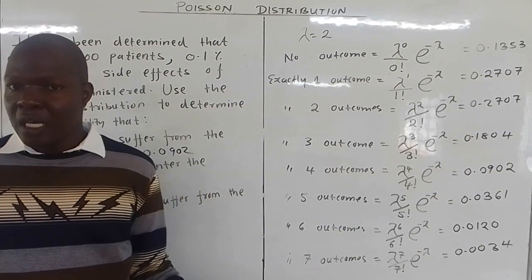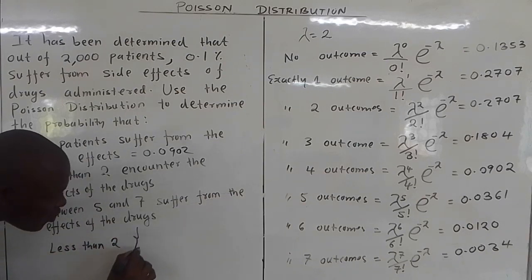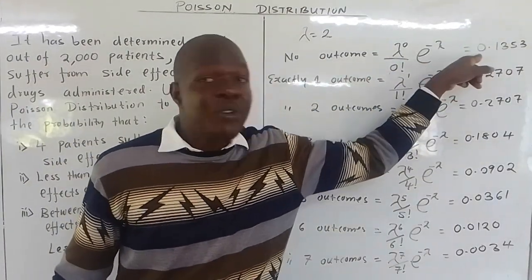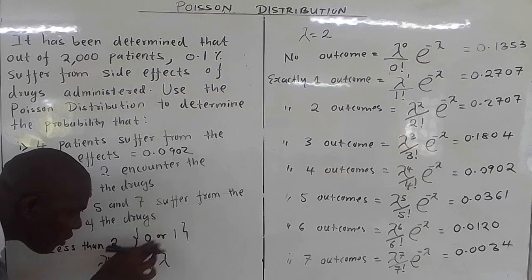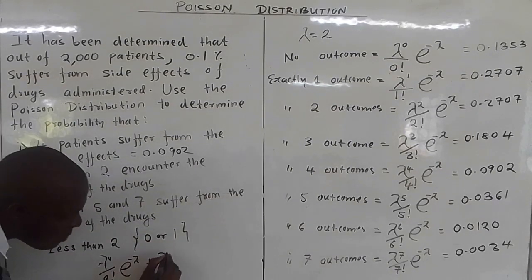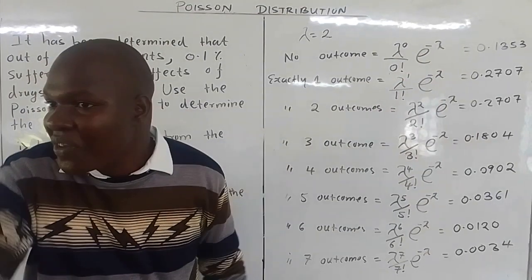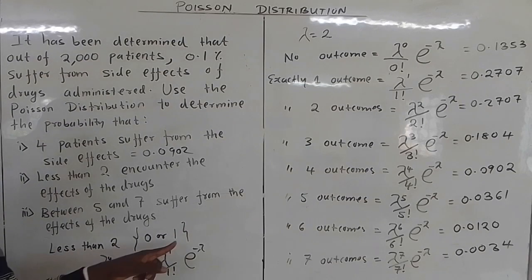Are we together? Then the next one, less than 2 encounter the side effects of the drug. So less than 2, what does that mean? Either 0 or 1, you don't reach 2, isn't it? So the probability of no outcome is lambda raised to power 0 over 0 factorial exponential negative lambda, or means plus, isn't it? Then 1 outcome means lambda raised to power 1 over 1 factorial exponential negative lambda, and all these values you found there.